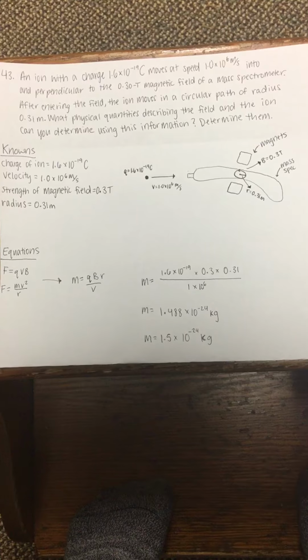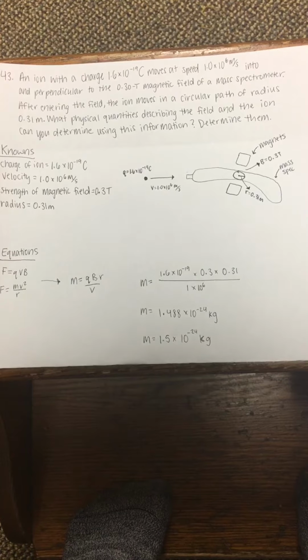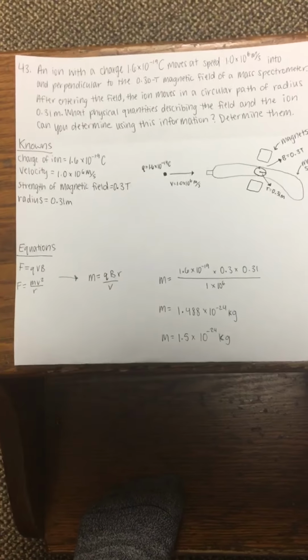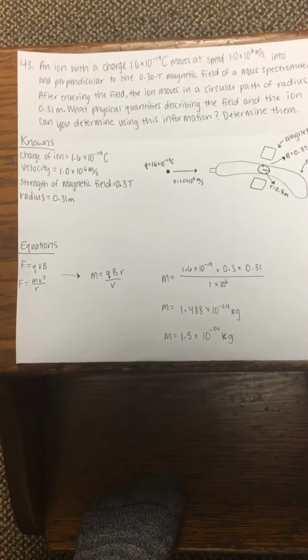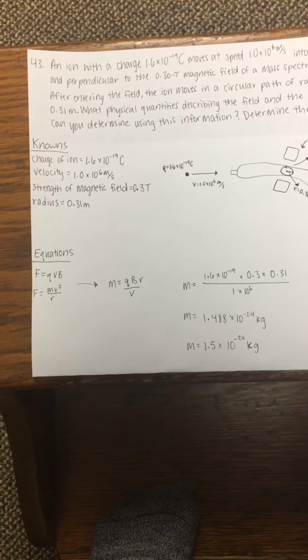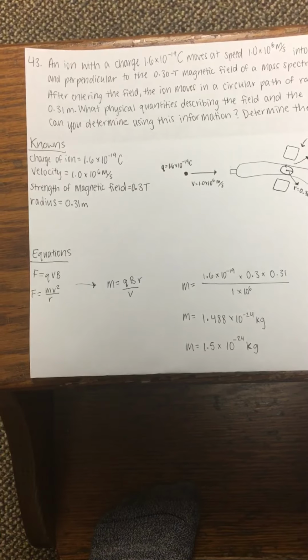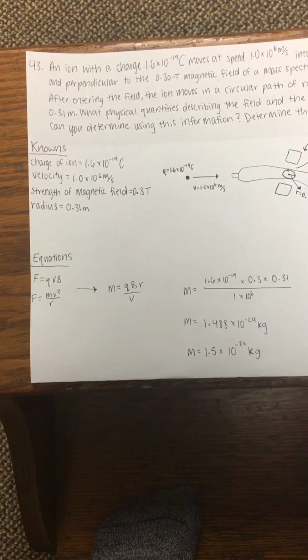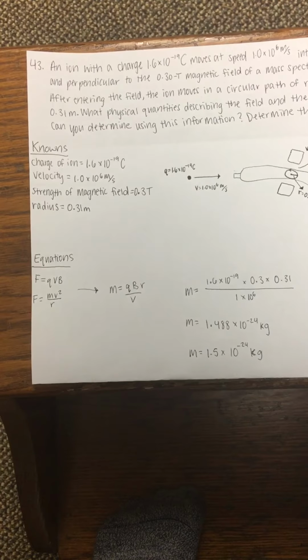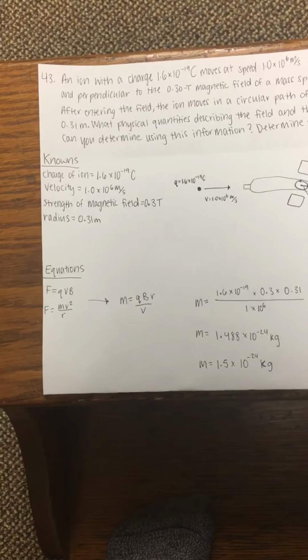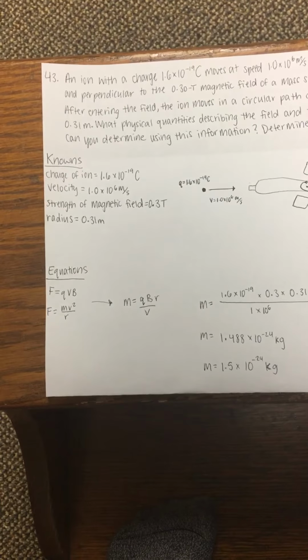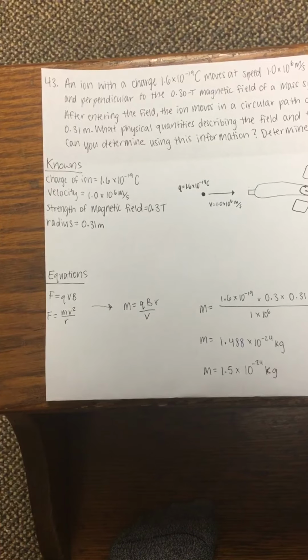Determine them. So we're looking for physical quantities describing the field and the ion, and we'll start out with what we already know. So we know that the charge of the ion is 1.6 times 10 to the negative 19th coulombs. We know the velocity is 1 times 10 to the 6th meters per second. The strength of the magnetic field is 0.3 Tesla, and the radius is 0.31 meters.